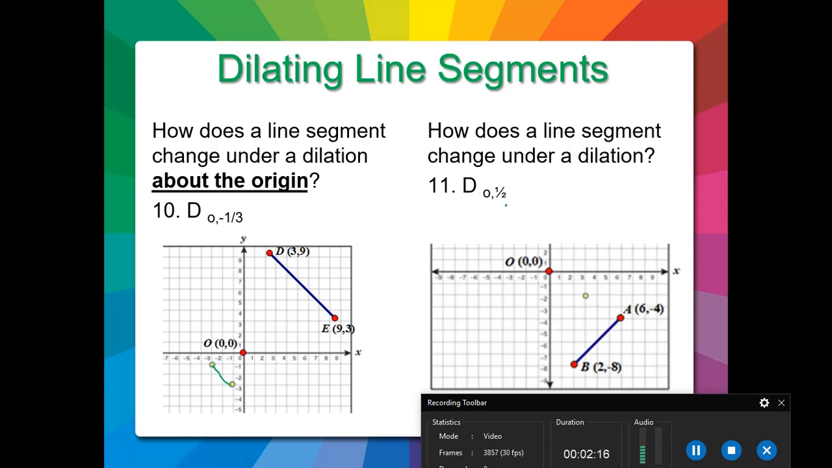We'll also multiply the 1/2 times B. So that will give us a new location at 1, -4. And we can take our straight edge and create our smaller line segment. So we can see when you dilate a line segment and the center of dilation is not part of that segment, we are actually creating another parallel segment.